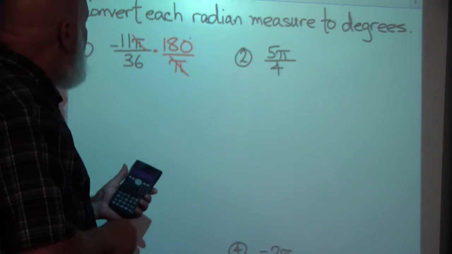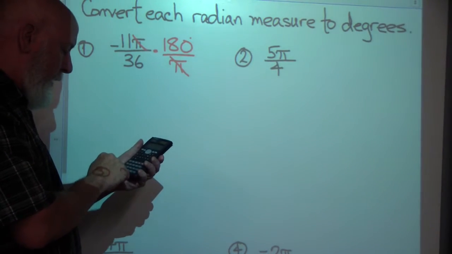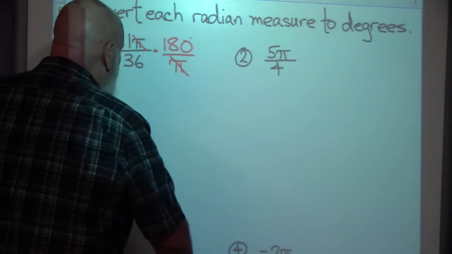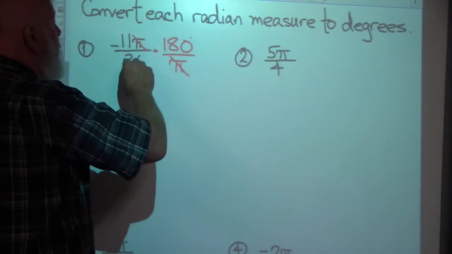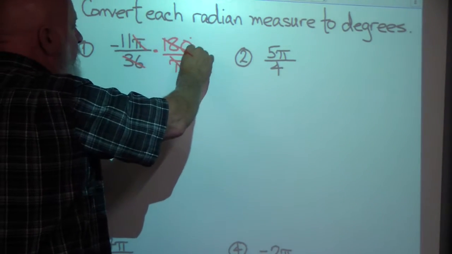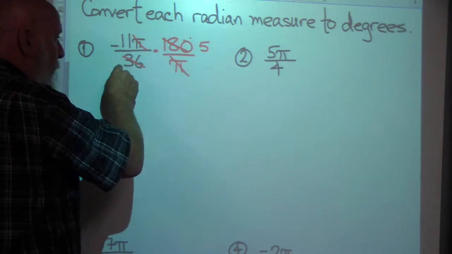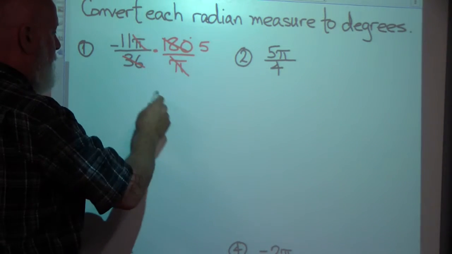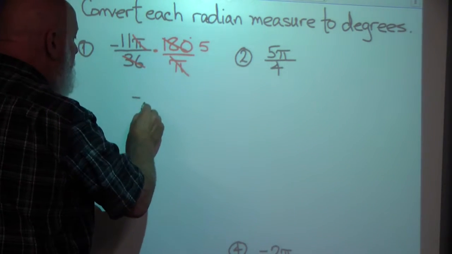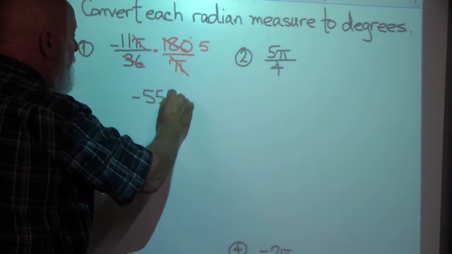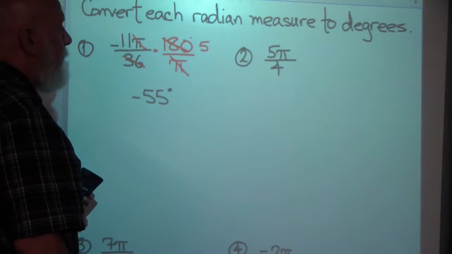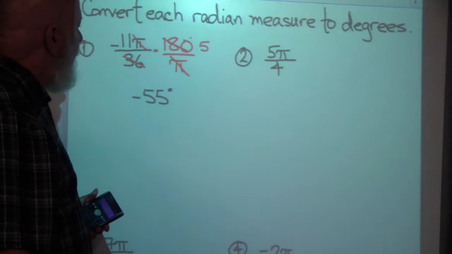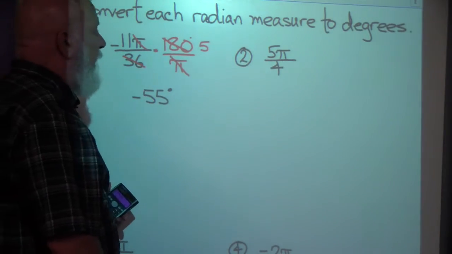And then I'll just start reducing with a handy-dandy pocket calculator. Let's see, 36 and 180. They'll both divide by 36. So if I divide this by 36 and divide this by 36, this turns into 5, that turns into 1. And so I'm just left with negative 55 degrees. Somewhere around here I've got a key for this. I don't think I made a mistake there, but I'll check it later.